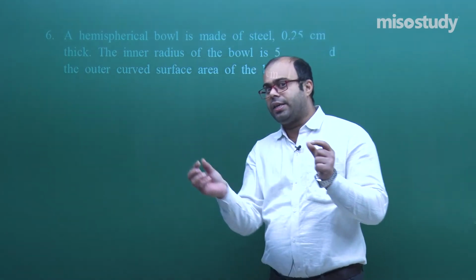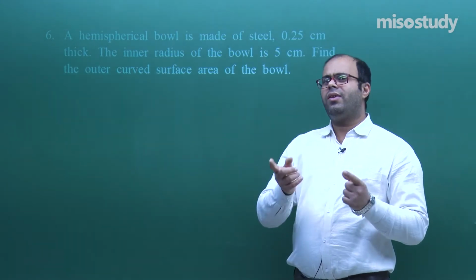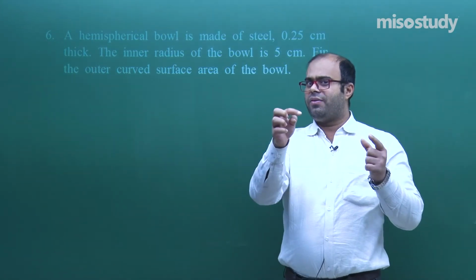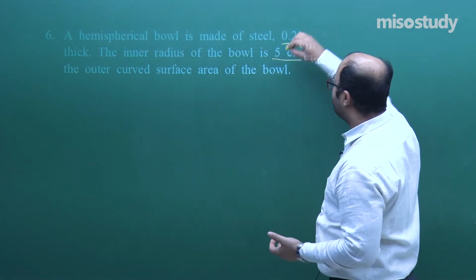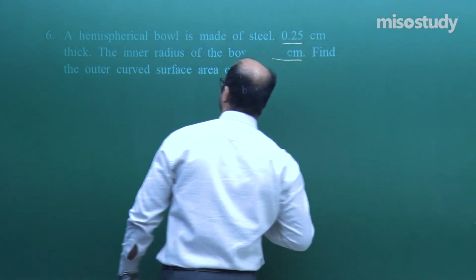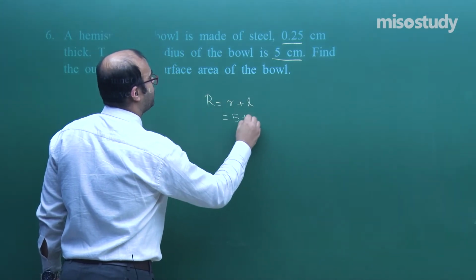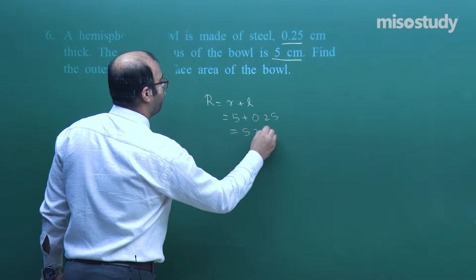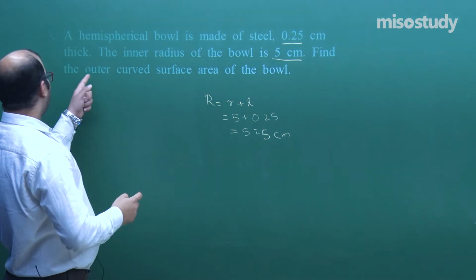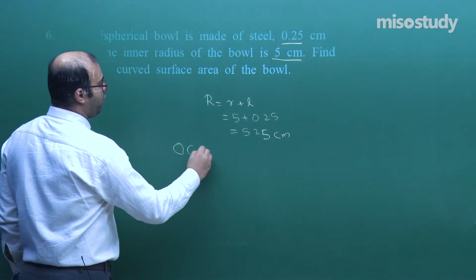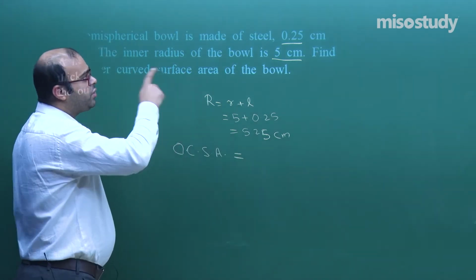So the bowl has a thickness and it has an inner radius of 5 centimeter. So can you tell what is the outer radius? The outer radius is actually the sum of 5 centimeter and 0.25 centimeter. So the outer radius r is equal to inner radius plus thickness, that is 5 plus 0.25, that is 5.25 centimeters. Now we have to find the outer curved surface area. So what is the outer curved surface area here, students? Outer curved surface area is again for the hemispherical bowl.